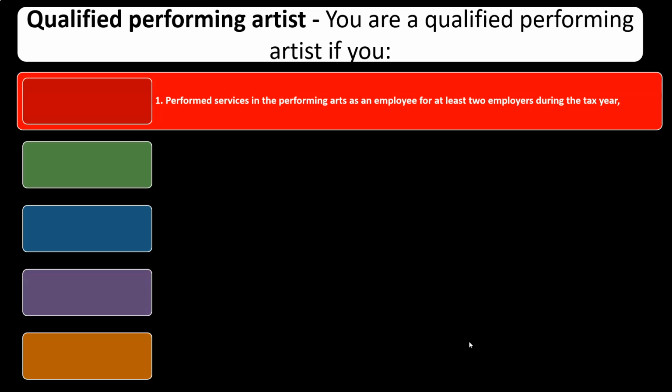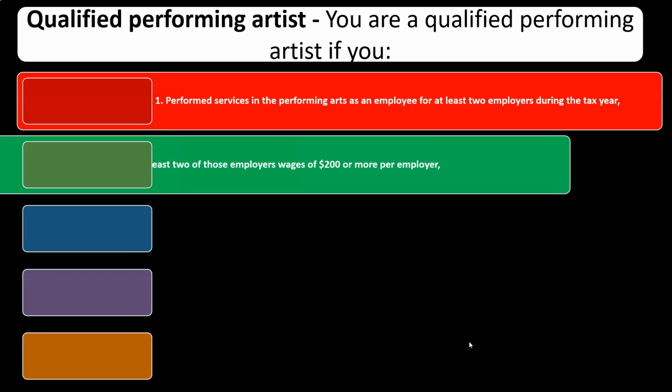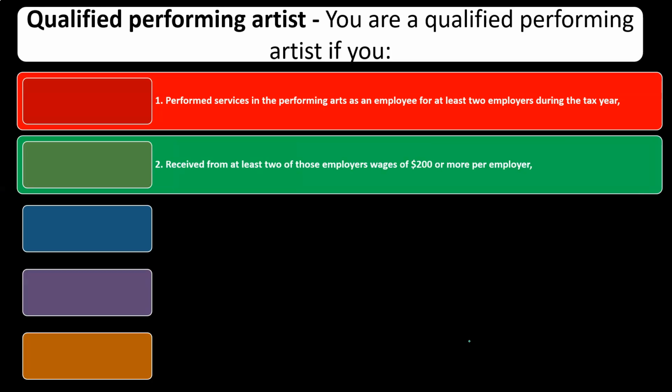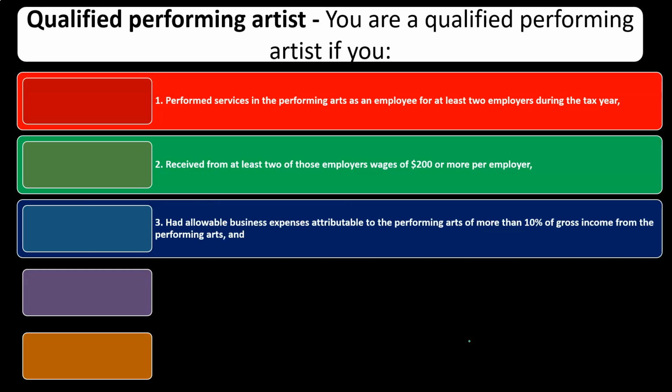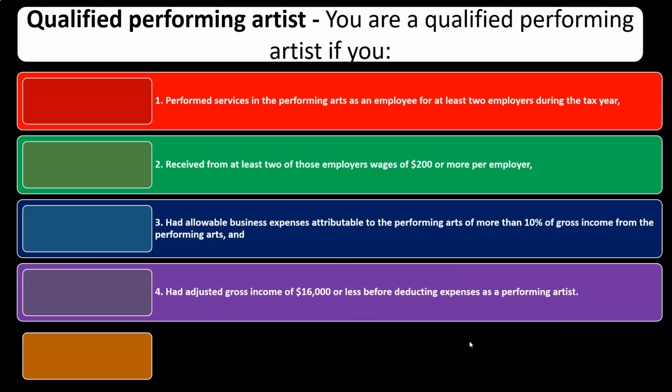Who are they? You are a qualified performing artist if you: 1. Performed services in the performing arts as an employee for at least 2 employers during the tax year. 2. Receive from at least 2 of these employers wages of $200 or more per employer. 3. Had allowed business expenses attributable to the performing arts of more than 10% of gross income from the performing artists. And 4. Had adjusted gross income of $16,000 or less before deducting expenses as a performing artist.